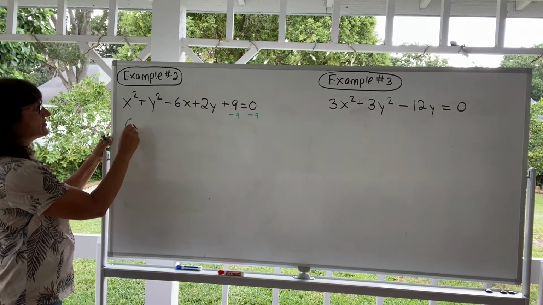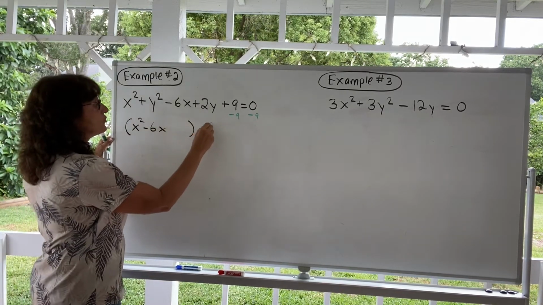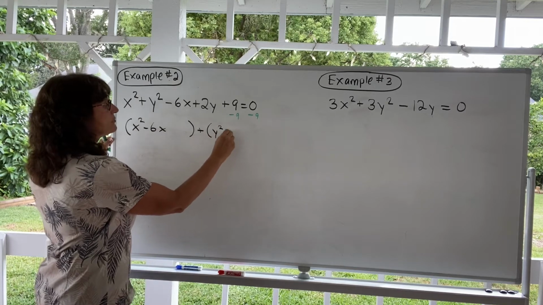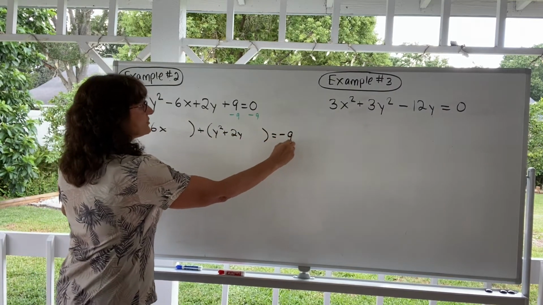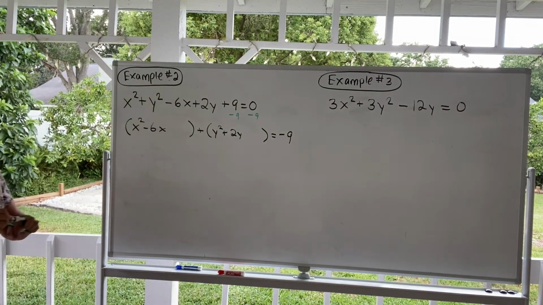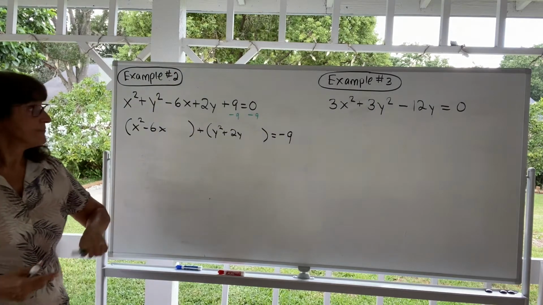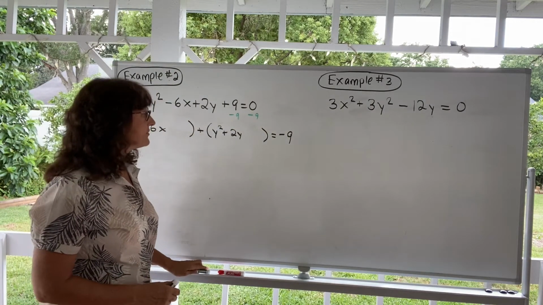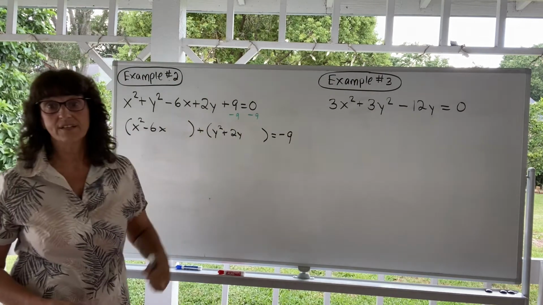Okay, so we have x squared minus 6x, and leave space. Regroup. We have y squared plus 2y. Leave a space, and then on the right-hand side, because we're moving the 9 over, -9. So you group the x's together, leave a space. Group the y's together, leave a space. Then add the constant to the other side, or in this case, subtract it.